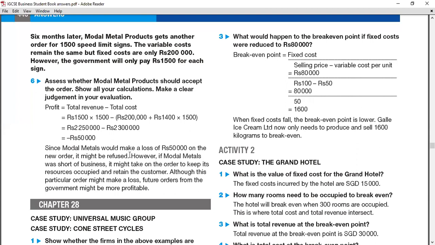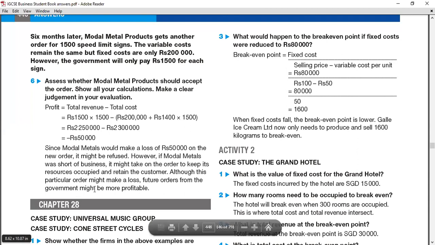However, if Model Metal was short of business, and you reject that government order, the government will go to another supplier because there is plenty of competition. If you lose the customer, the government will not give you another order. It might take on the order to keep its resources occupied at least. You can occupy your machines, you can occupy your labor and retain the customer. Customer satisfaction is important. You can't miss it because 80% of the orders come from the government. Think about the qualitative factor here, not the quantitative.